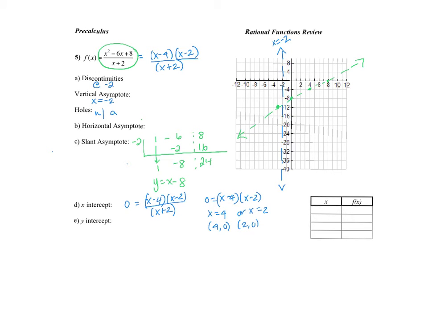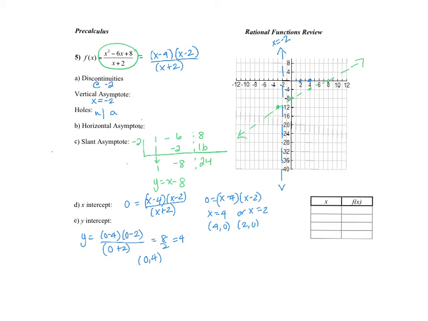So if we go ahead and plot those, we have (2, 0) and (4, 0). And then we need to find the y-intercept. That's the value when x is equal to 0. So we want to find y when x is equal to 0. So if we replace every x with a 0, okay, what we end up getting for our y-intercept is 8 over 2, which is 4. So our y-intercept for this graph here is (0, 4).